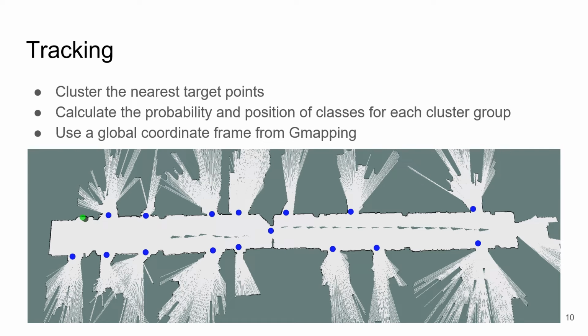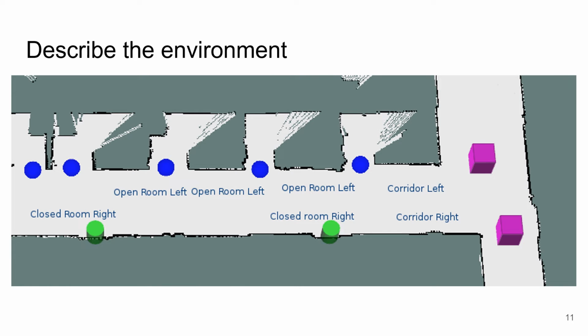On top of this network, we use our tracking module to aggregate the predictions and locate the target classes more precisely. The tracking module clusters the nearest target points and calculates the probability and position of classes for each cluster group. It also uses a global coordinate frame from the map created by performing SLAM. And finally, based on the position of tracked clusters, we describe the robot environment by predefined sentences like open room on left or corridors on left and right.